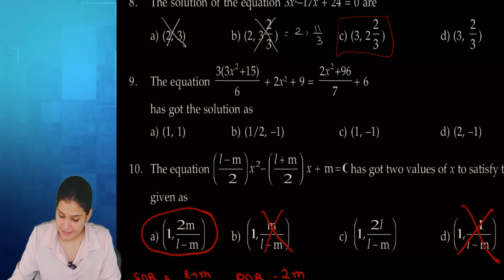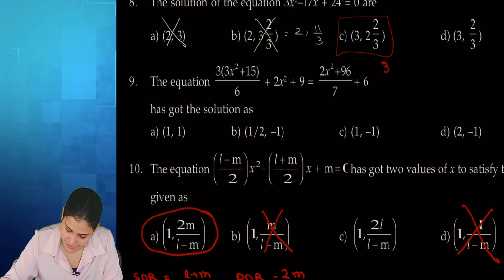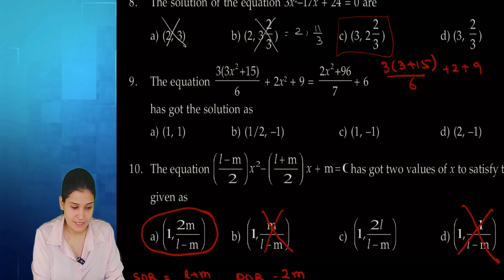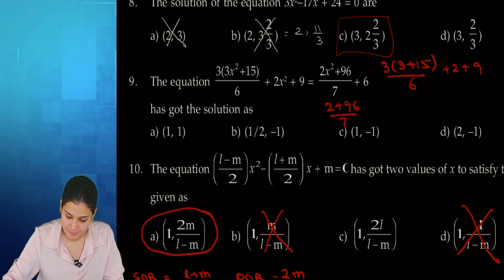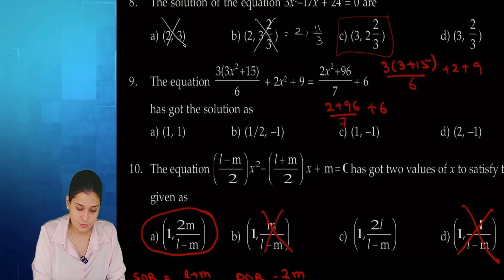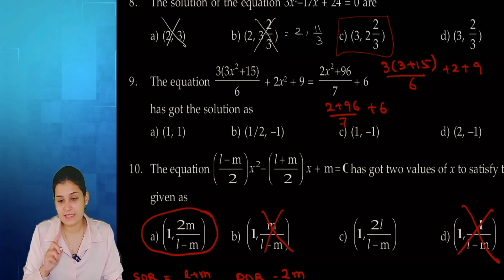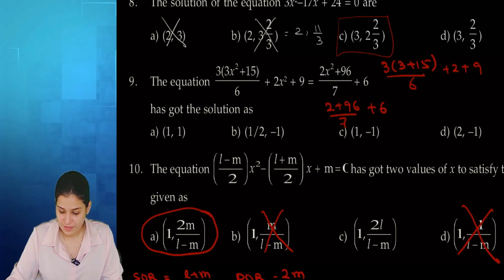So if I take x equal to 1 here, 3 plus 15 upon 6 plus 2 plus 9. 15 plus 3 is 18. 18 divided by 6 into 3 is 9. 9 plus 2 plus 9 is 20. Right hand side, 2 plus 96 by 7 plus 6 is also 20. So x equal to 1 is a solution. So this can't be an answer.